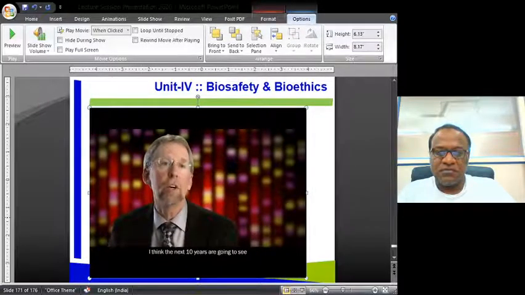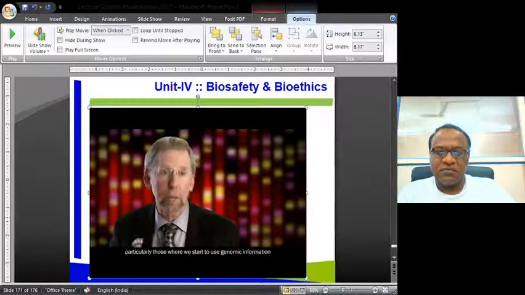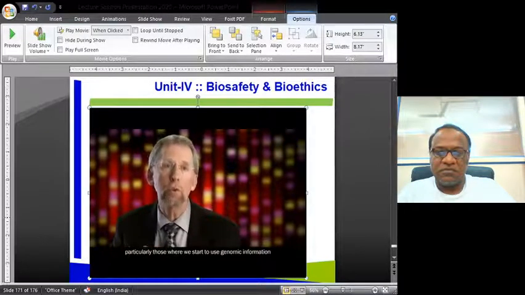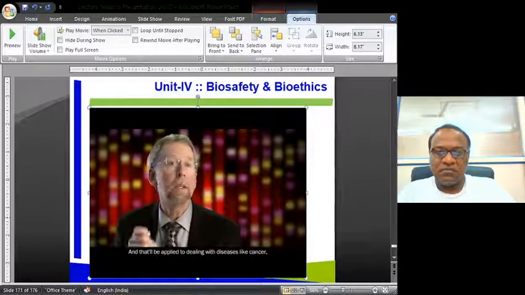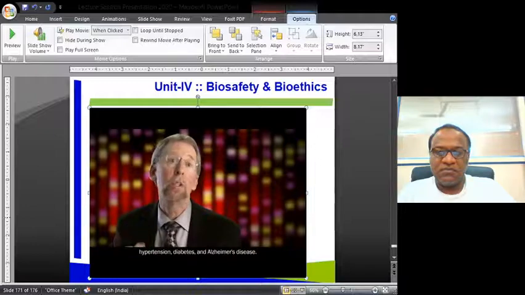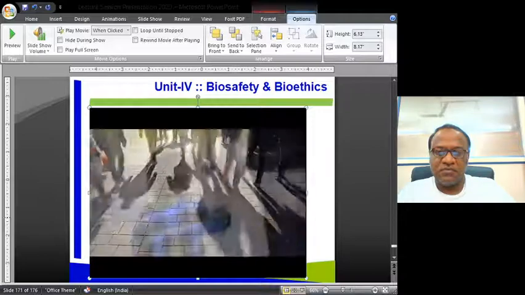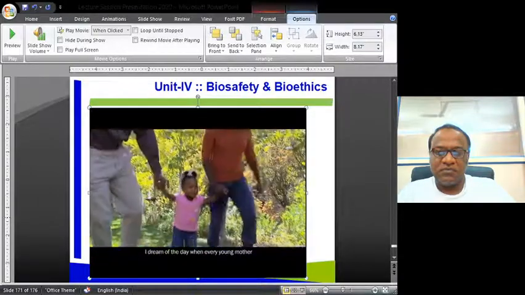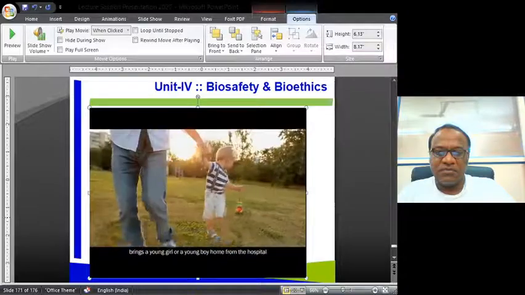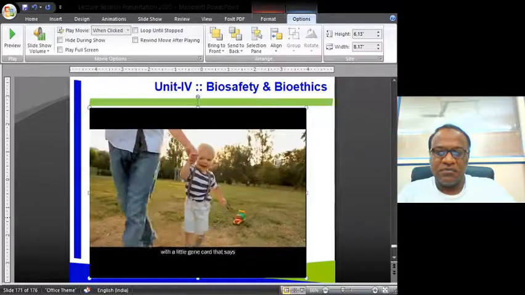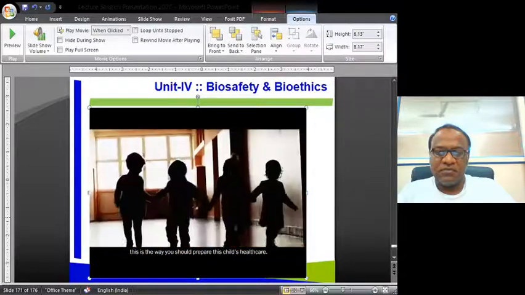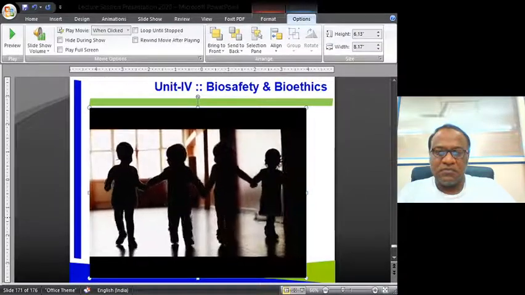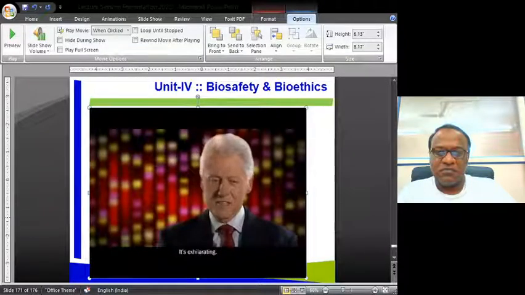I think the next 10 years are going to see some exciting developments in genomics, particularly those where we start to use genomic information as part of routine medical care. And that'll be applied to dealing with diseases like cancer, hypertension, diabetes, and Alzheimer's disease. I dream of the day when every young mother brings a young girl or young boy home from the hospital with a little gene card, and they say, this is the way you should prepare this child's health care. It's exhilarating.